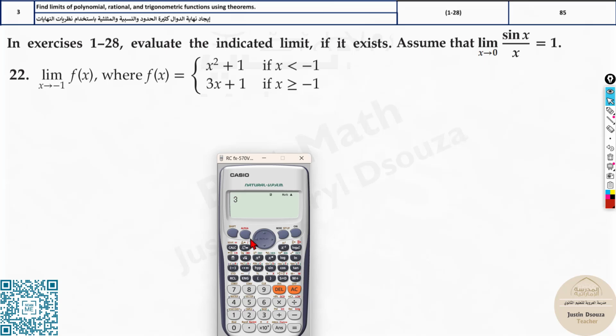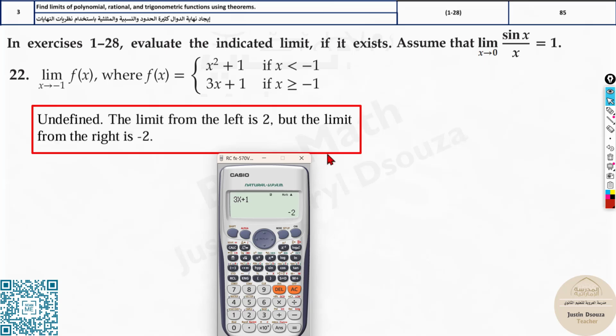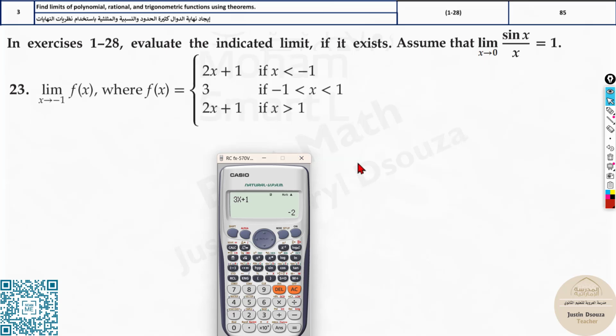And let's try the next one. 3x plus 1. Calculate at what? Minus 1. You can just press equal to because it's the same value, or you can type it out again. Now look over here. Did we get the same values? No. One time we got positive 2 and the other negative 2. It's not the same. It does not exist. So here the limit is undefined. Basically, it's not there. So this is how we can solve it up.